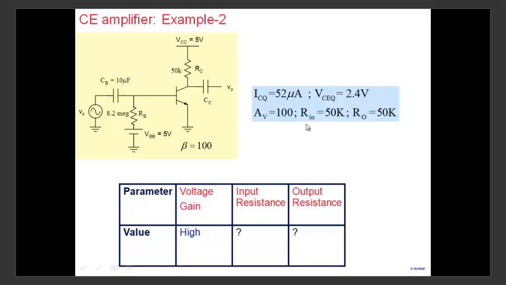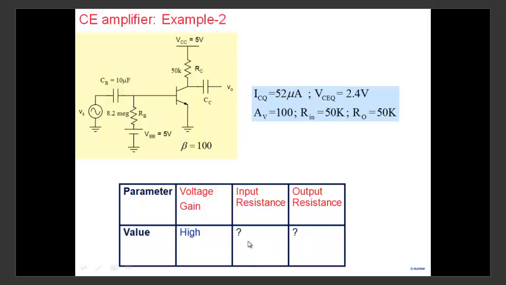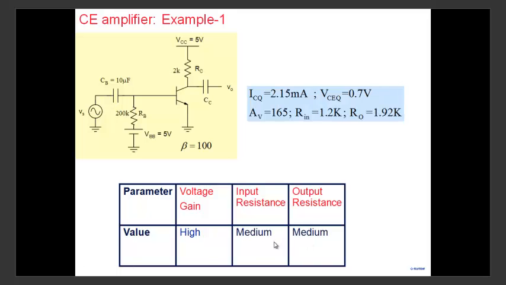Gain is high, fine. What would you call input resistance? Medium? 1K is medium. 50K? High. 50K output resistance? High. So would you agree with this? That a common emitter amplifier gives you high voltage gain, medium input resistance, medium output resistance?